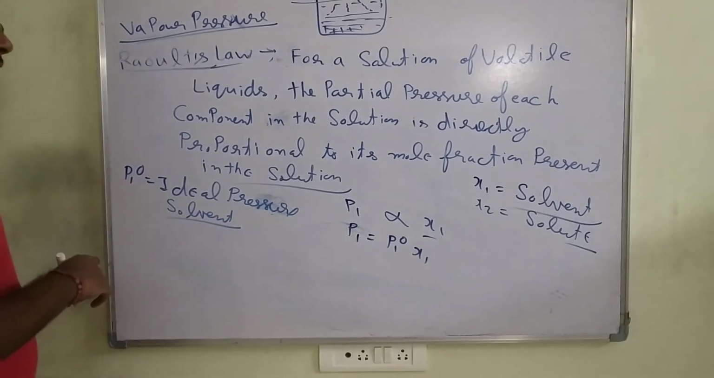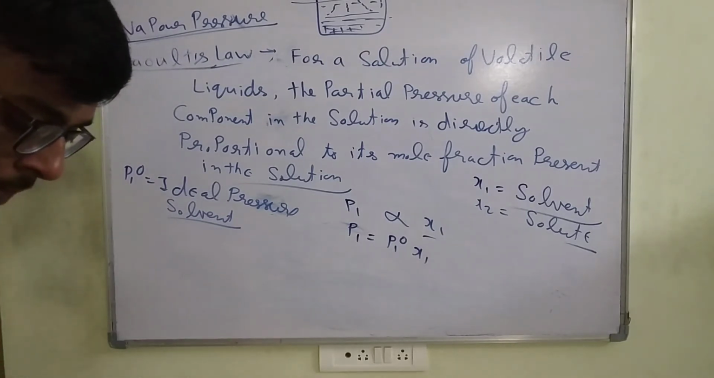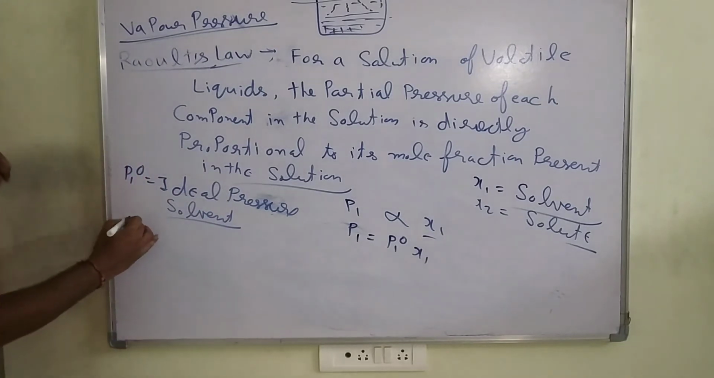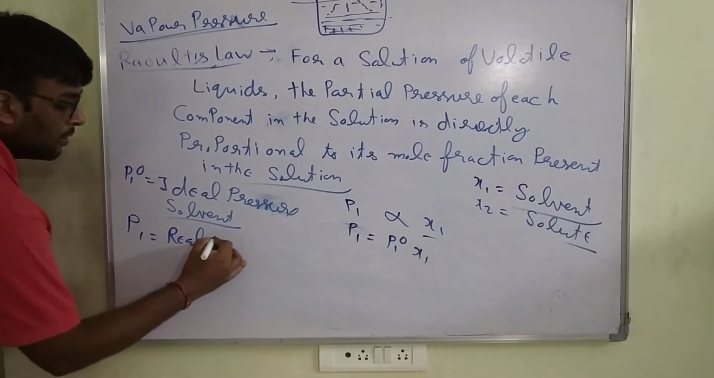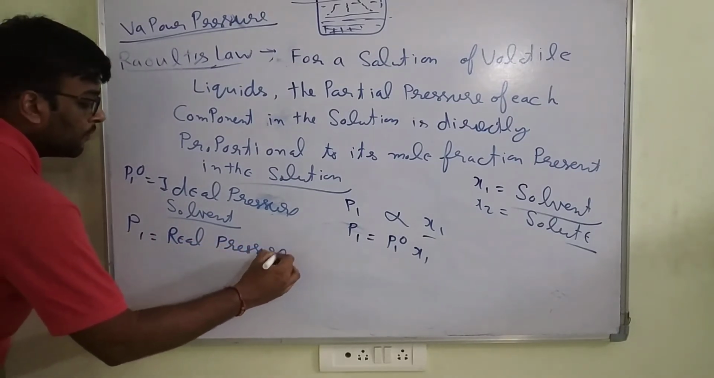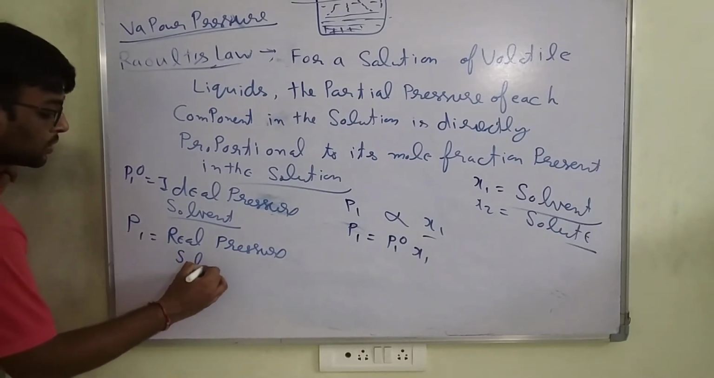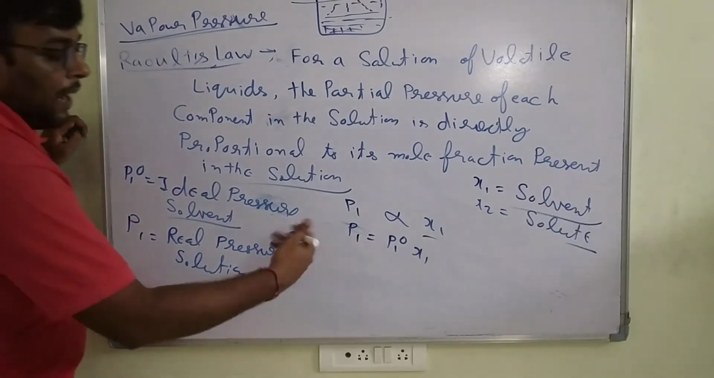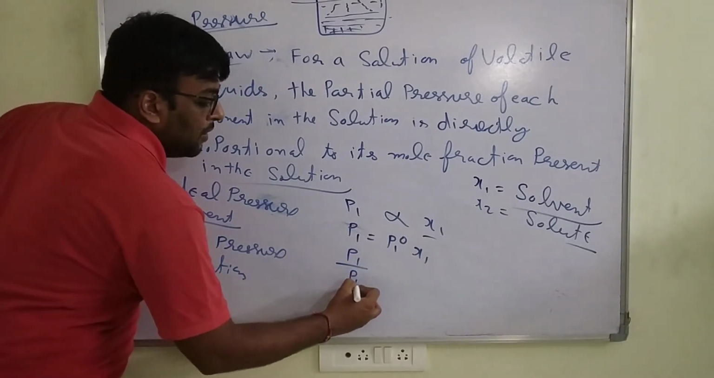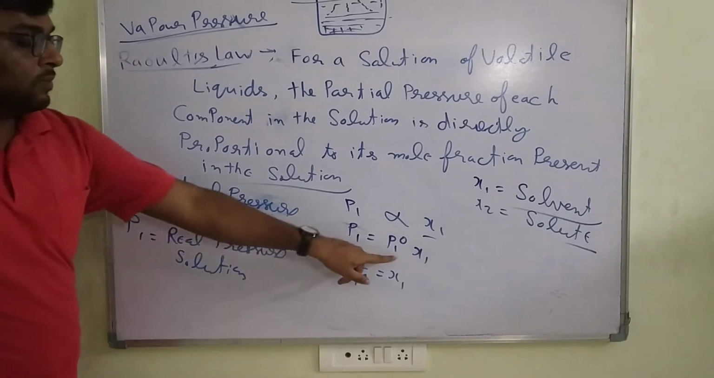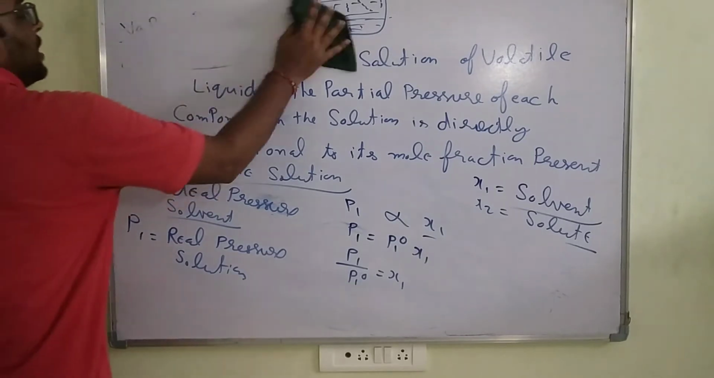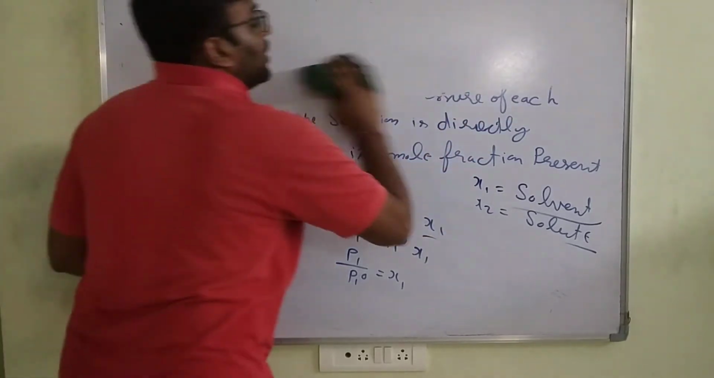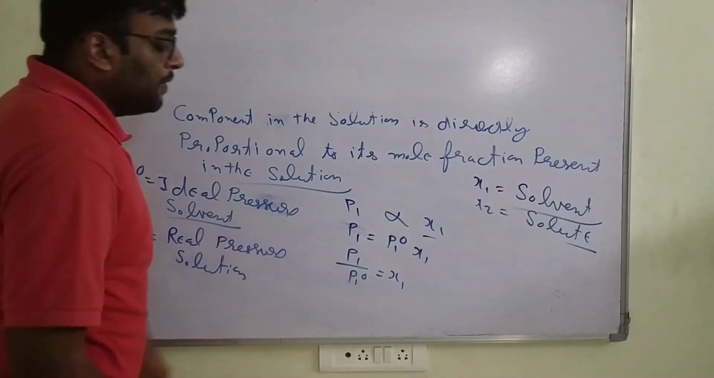Whenever I talk about the ideal pressure, it is always P1 naught, or P naught, or sometimes P, whatever is explained in your book. And P1 is the real pressure with respect to the solution. So P1 upon P1 naught is equal to X1. I hope you write down this statement. I am further explaining this derivation. This is a very important derivation from the board point of view. P1 upon P1 naught is equal to X1.